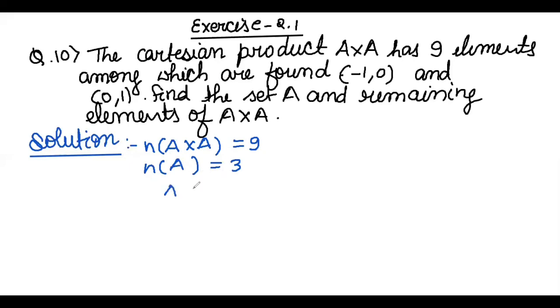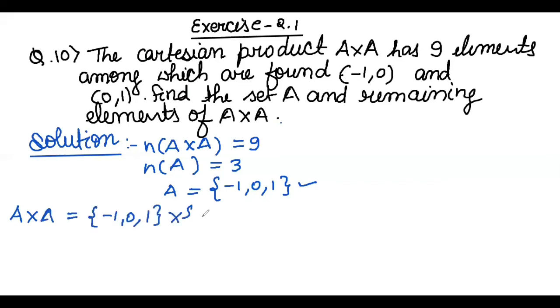Very simple. We can find out from here. One element can be -1, second will be 0 and another will be 1. So it is {-1, 0, 1}. Now here find the set A. So we have A. Now remaining elements of A cross A also we have to find out. So we will find out here A cross A. So {-1, 0, 1} cross {-1, 0, 1}.